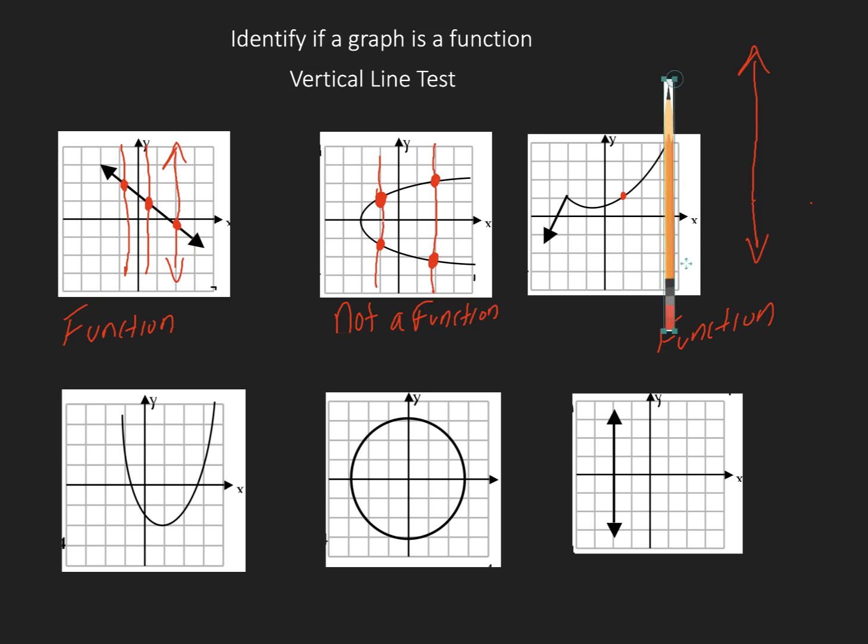Okay, let's get our pencil. Let's try this graph right here. I put my pencil here. Notice it's intersecting my graph only once. Therefore, this is a function. Let's get my pencil. Let's try, okay, number 5. I put my pencil here. Notice it's intersecting the graph 1, 2, not a function. And again, you can put your pencil anywhere you want to. You could have placed your pencil here. Notice it's intersecting 1, 2, not a function.